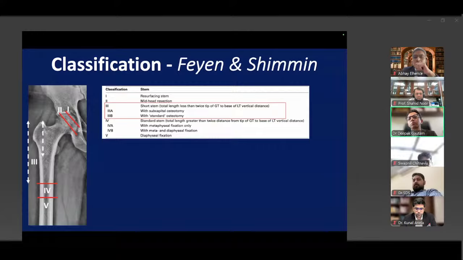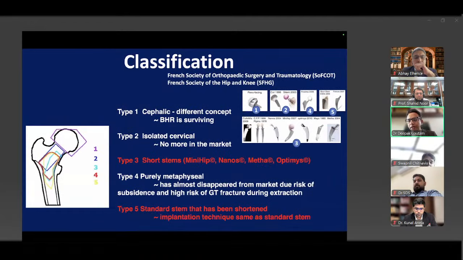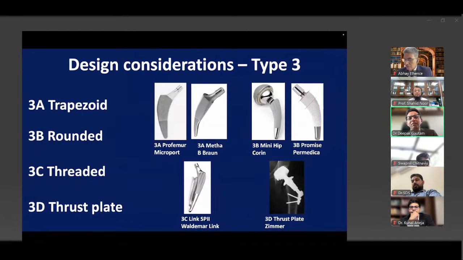But the most commonly used or the most popular one is the classification given by the French Society of Hip and Knee. Type 1 is the cephalic type of stem, which is basically the resurfacing or Birmingham mid-head resection. Type 2 is the isolated cervical type, which is now no more in the market, the Silent Hip type. Type 3 stems are the real short stems, which are Mini Hip, Nanos, or Metha. Type 4 were purely metaphyseal. It has almost disappeared from the market because of the difficulty in extracting the implant during revision surgery. And type 5 are nowadays considered as the standard stem that has been shortened, where the implantation technique remains the same as the standard stem. It's only the shortened versions of the original longer stems. And they are available in different designs: trapezoidal, rounded, threaded, or flared. By and large, the type 3 are the more commonly used, that is the Metha stem.